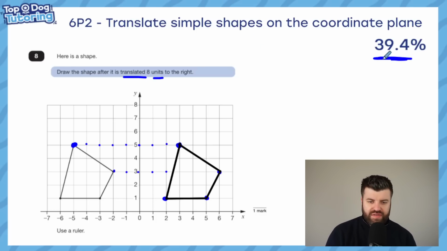And over 60% of children were getting this question wrong. So it is something we can have a quick win for here, I think, with a very clear strategy on how to count across, basically. So match each corner and you'll get it right. It's as simple as that.